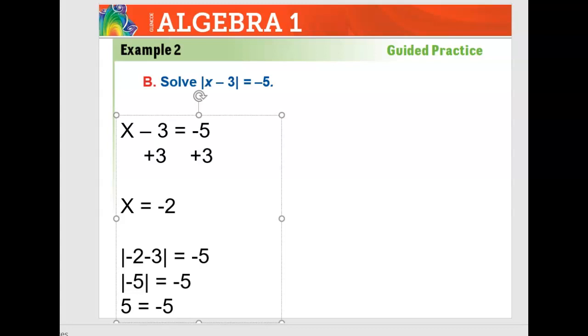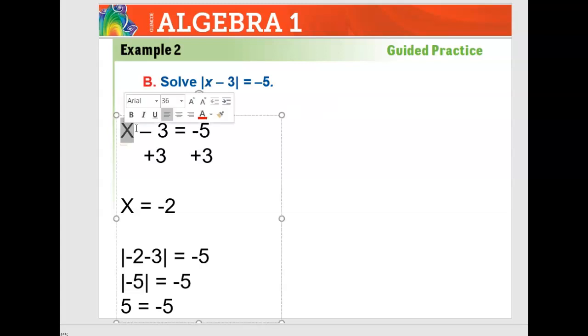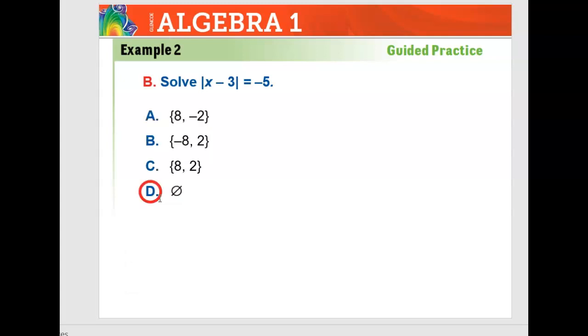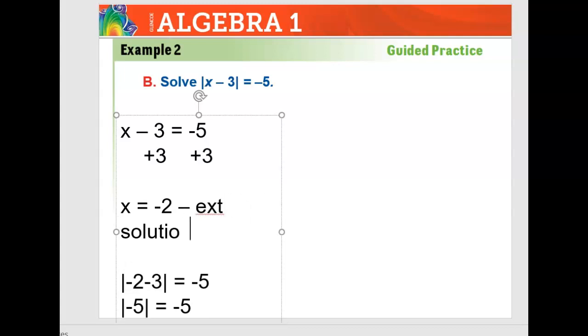No. So if at the very beginning you recognize that you had an absolute value equal to a negative, and we know that an absolute value can never be negative, what's my answer to this? Even though I got a number, what do I know about that number I got? Go ahead, Dominique. Yeah, it's going to be D, no solution, because there is no value you can plug in. So that's what we call an extraneous solution.